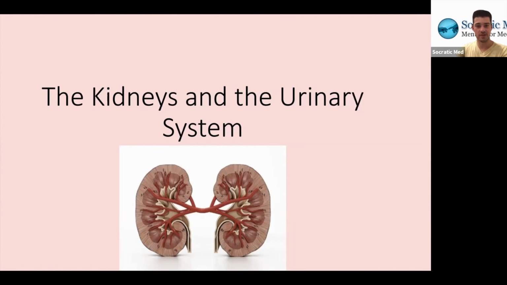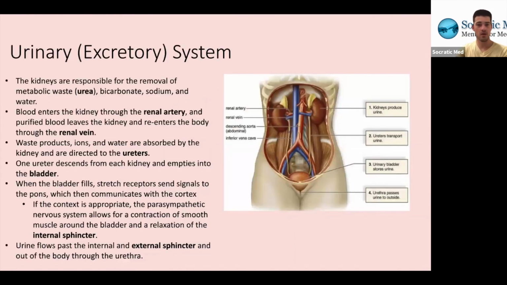Okay, so our first section is the kidneys and the urinary system. The urinary system is also known as the excretory system. The kidneys, as you can see in this diagram to the right, are these 2 oblong organs on either side of the body. They're responsible for the removal of metabolic waste. In humans, that comes in the form of urea. That's the nitrogenous waste I was talking about before. It can also remove bicarbonate, sodium, and water as well, among a couple of other smaller molecules.